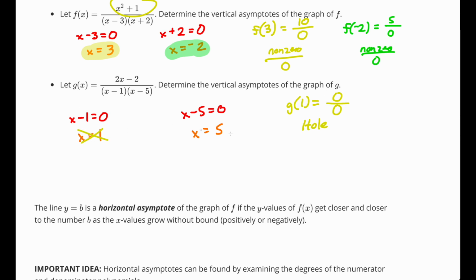Now we can do the same thing with the 5. Plug the 5 in, and you're going to get 10 minus 2 is 8 divided by 0. That one actually does work. So you can see whatever causes a 0 over 0 is not an asymptote like I showed you before. With those graphs, it causes a hole. Because it's a hole and it's asking for vertical asymptotes, we do not write that down as the answer.